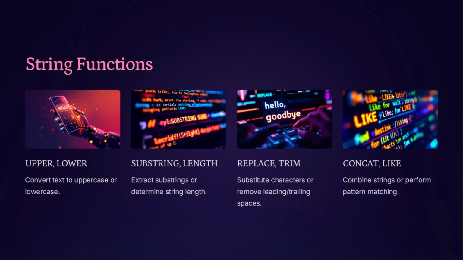String functions are a powerful set of tools for manipulating and working with text data. Upper and lower allow you to convert text to all uppercase or all lowercase. Substring and length let you extract specific parts of a string or get the total length. Replace and trim enable you to substitute characters or remove leading/trailing spaces. Concat and like can be used to combine strings or perform pattern matching on text. These functions provide a lot of flexibility for cleaning, formatting, and analyzing textual information.